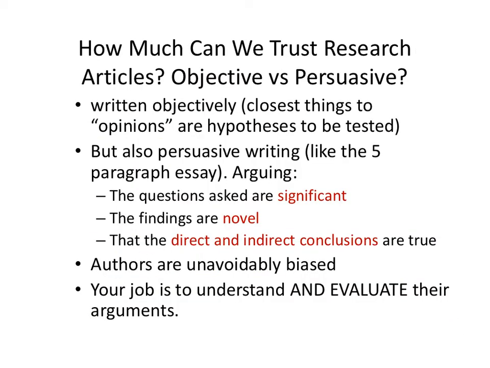So the whole point of our section on literature analysis is to address the question of how much we can trust research articles. So first we should consider this idea, are they objective or persuasive? So in one way they're written objectively. The closest things to opinions in an article should be hypotheses that should be tested. That is, authors are really intended to be objective and try to represent what's happening in an unbiased way.